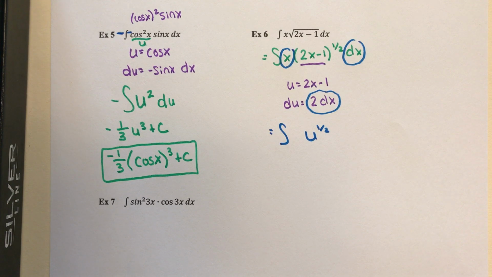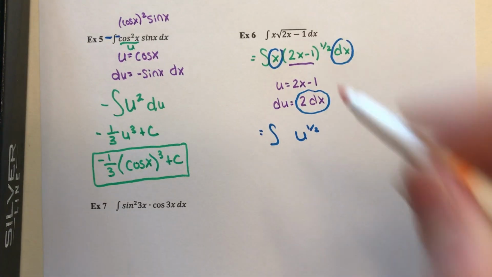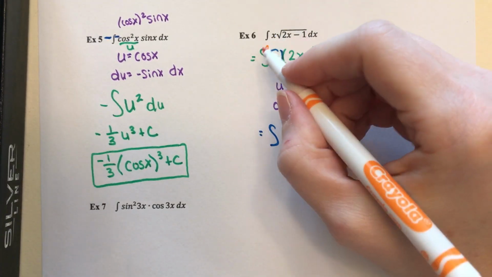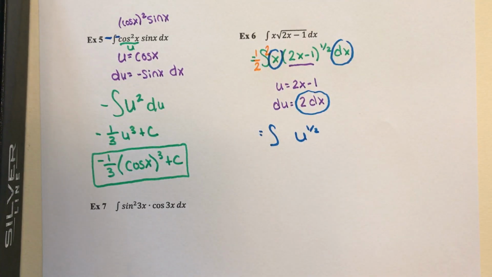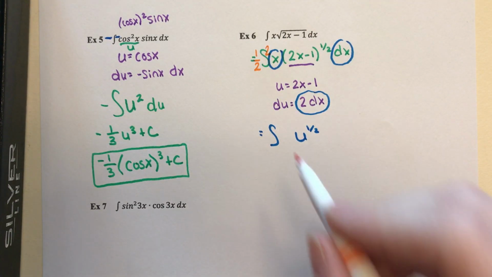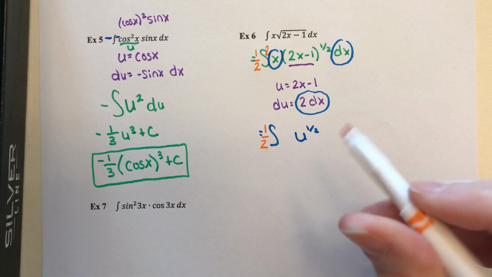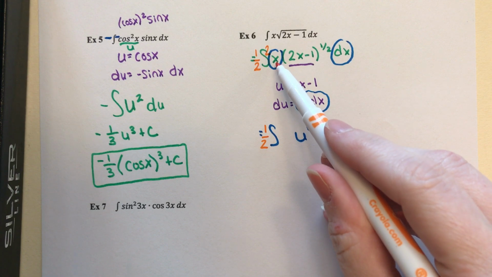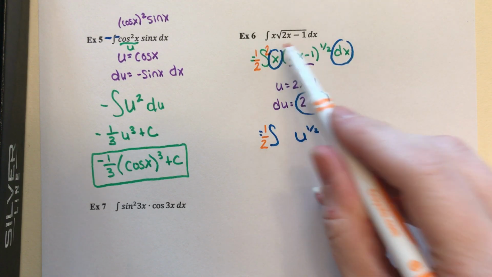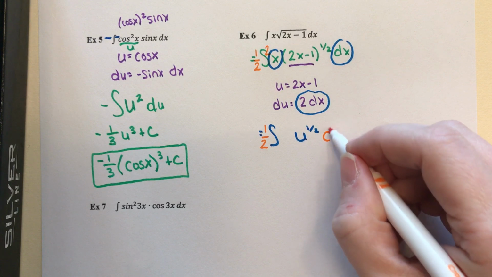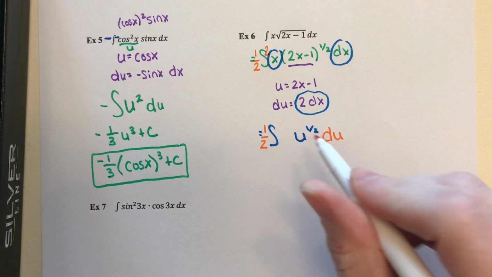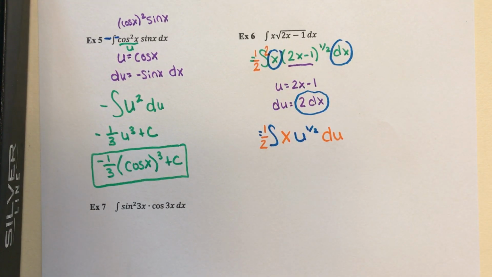So right away I've got one issue that I don't have a 2, so I will add the 2 in, because I do need that. So I'm going to add the 2 in, and I'm going to balance that out with a 1/2 on the outside. So I'm going to bring that down 1/2. Now the only other issue is I've got this x left over. So I've got the 2 dx. I've fixed that problem, so I'm going to put du down here. But I've got this extra x left over. So I'm going to show you how to fix that.